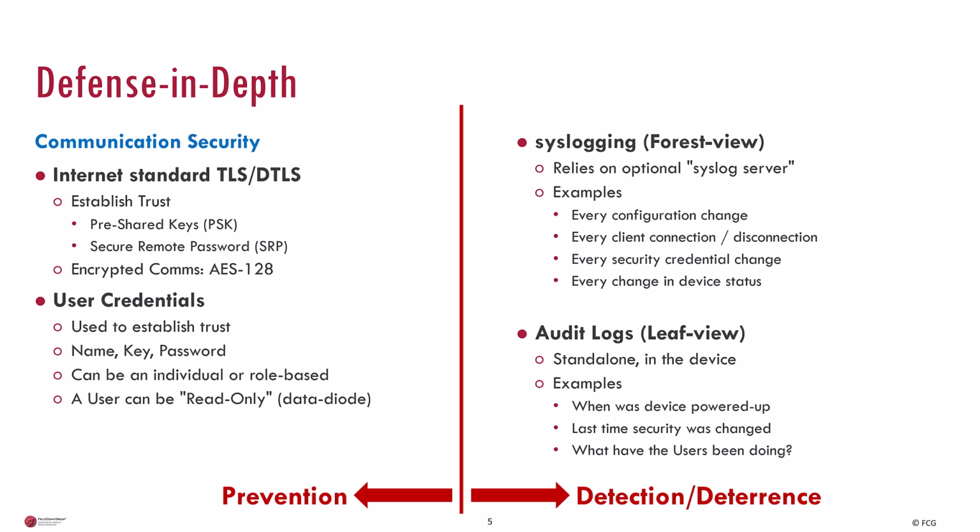On the detection side, syslogging really provides a forest view of what's going on in the network. All the devices on the network post events to a syslog server. Audit logs is more of a leaf view because it's really centered on the device itself and provides summaries of what the various users have been doing. And so it's always available.